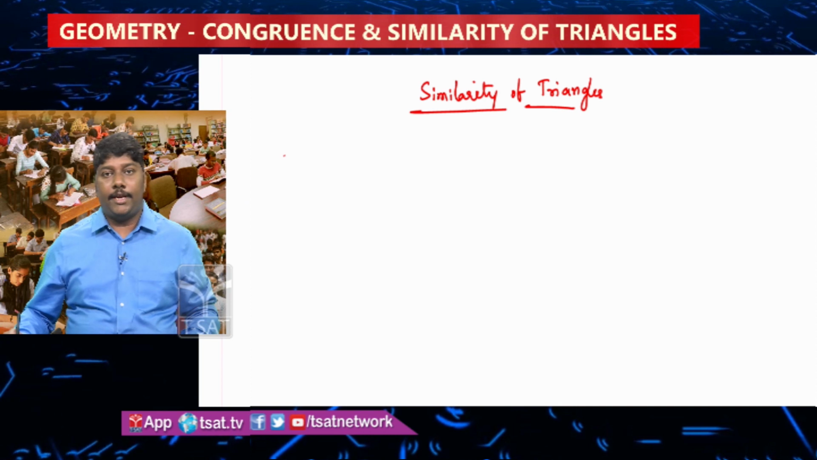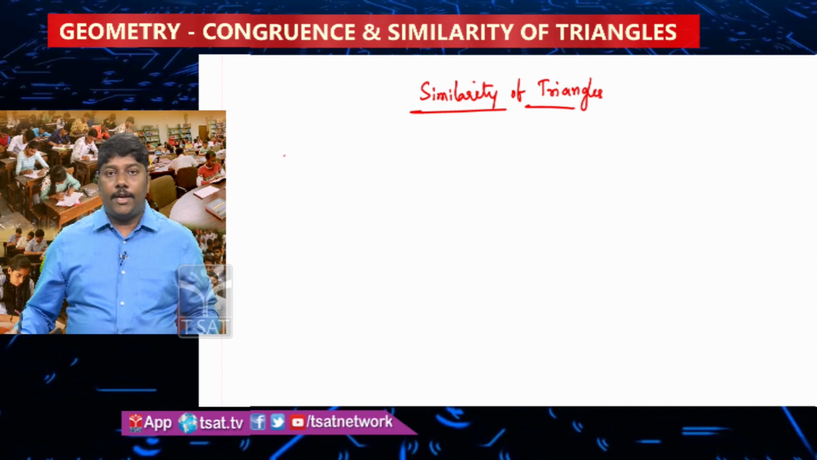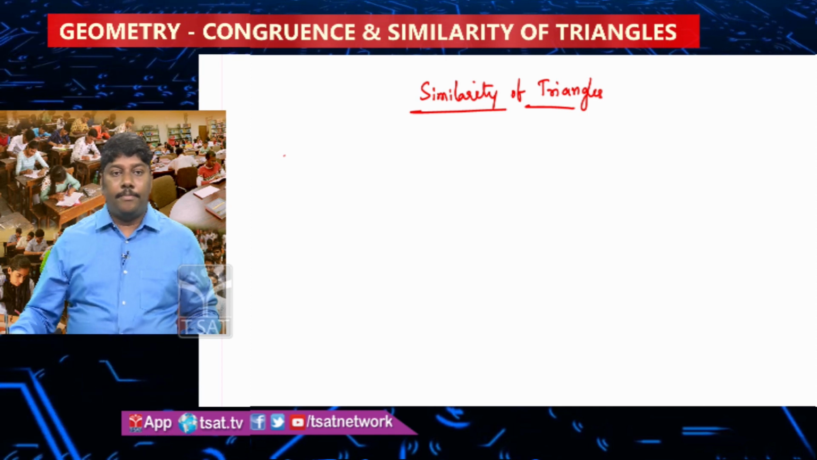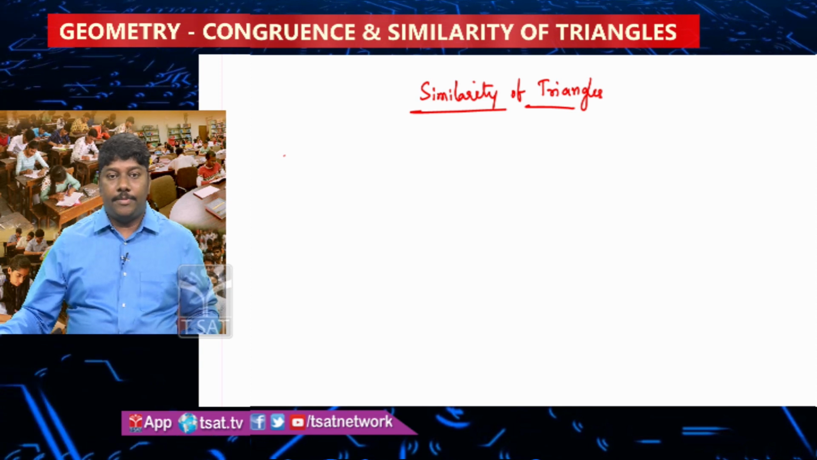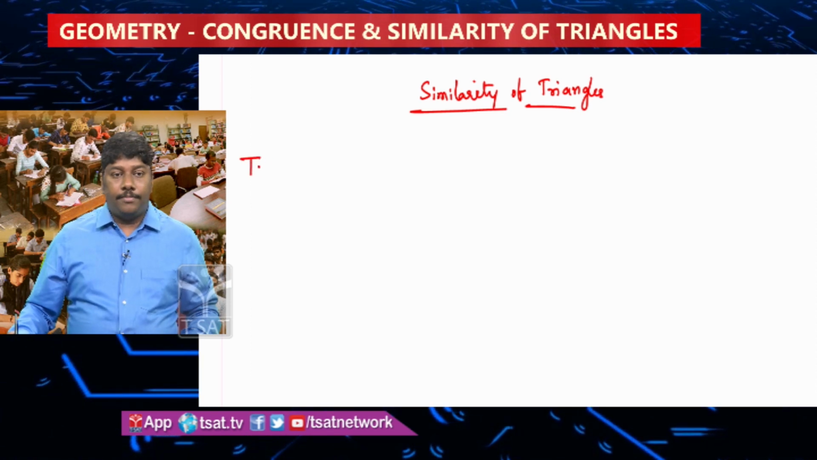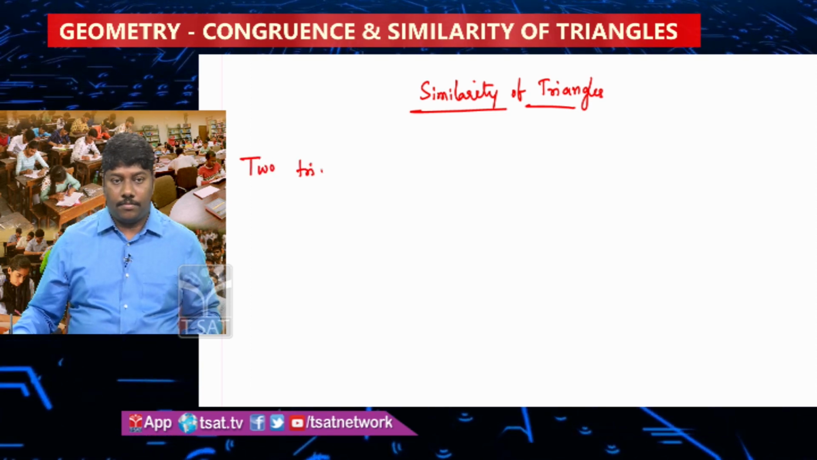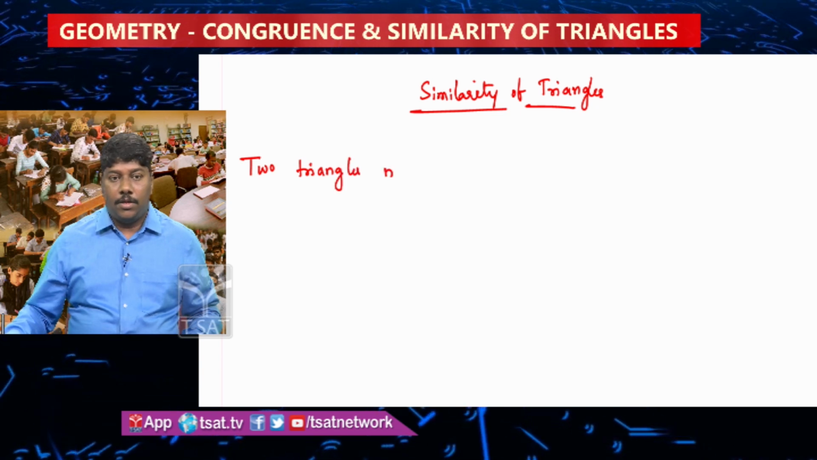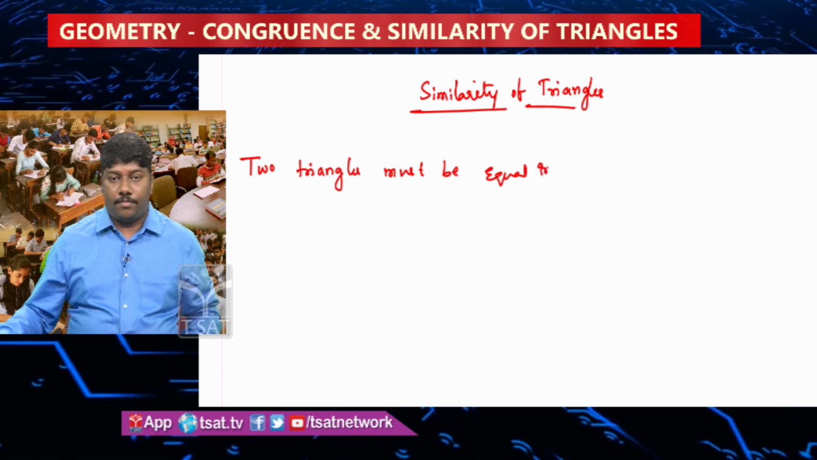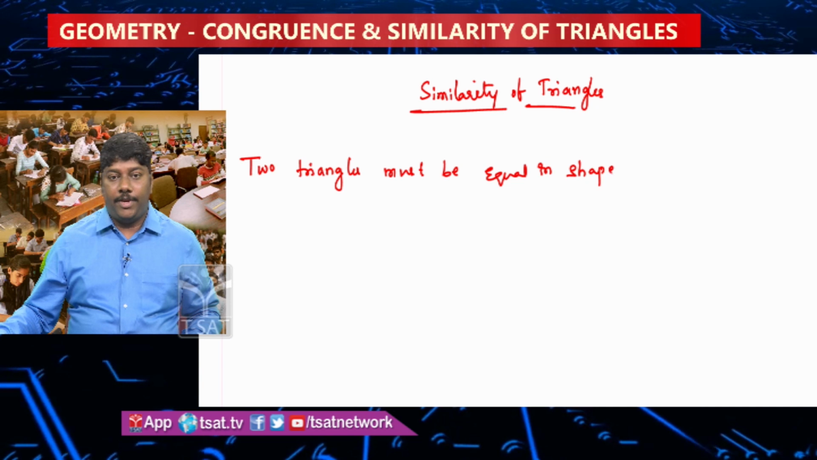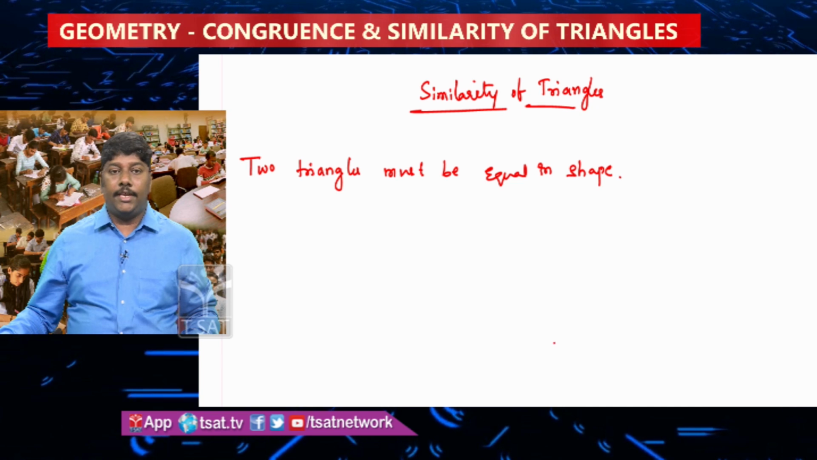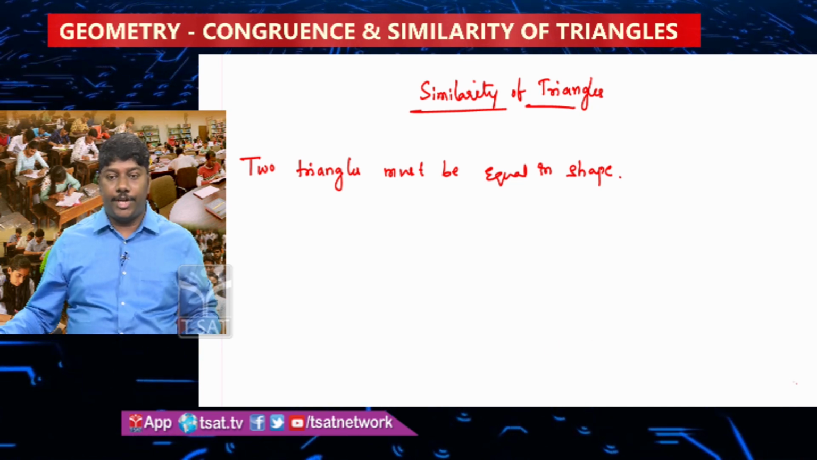What is the difference between similarity and congruency of triangles? When I say congruent triangles, two triangles must be equal in their shape as well as in size. But for similarity of triangles, two triangles must be equal in shape. Forget about sizes. We don't care about sizes in case of similarity, but they should be equal in shape.